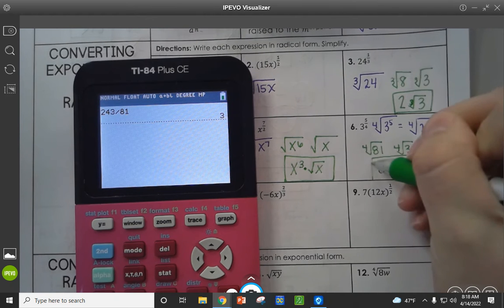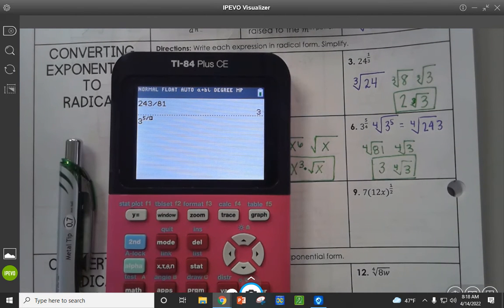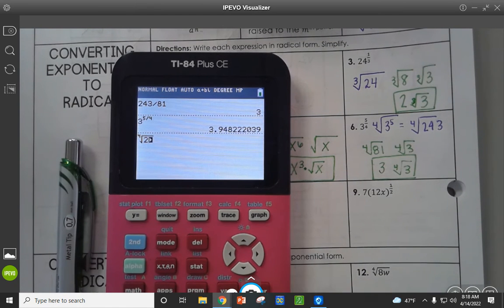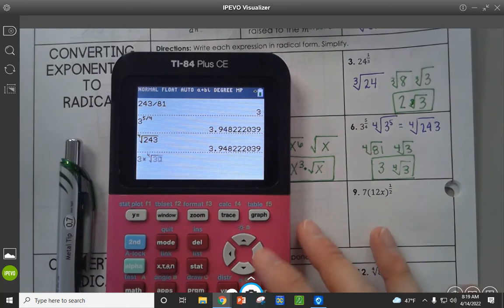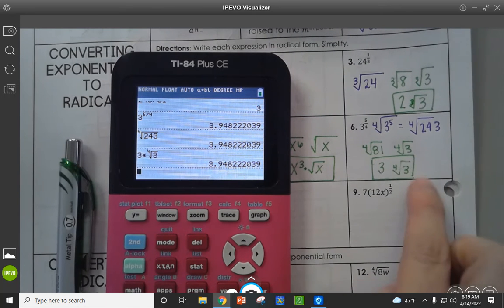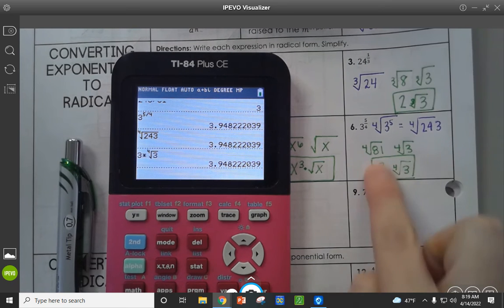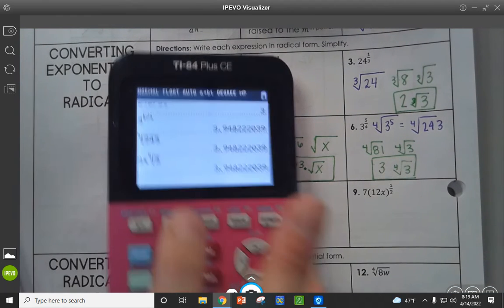And you can always check your answers. If we do 3 to the 5/4 power, and we check the fourth root of 243, yep, same thing. 3 times the fourth root of 3, also the same. But this one is the most simplified version. So if your question says that you have to simplify it, you have to give this answer. The fourth root of 243 is not a correct answer because it's not completely simplified.